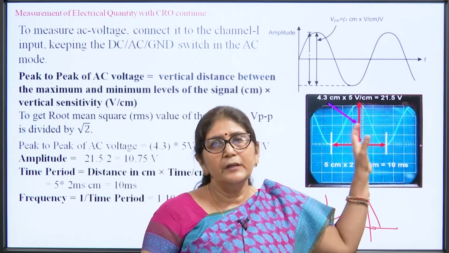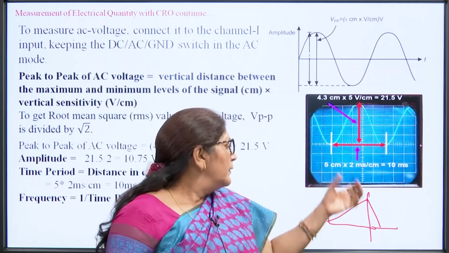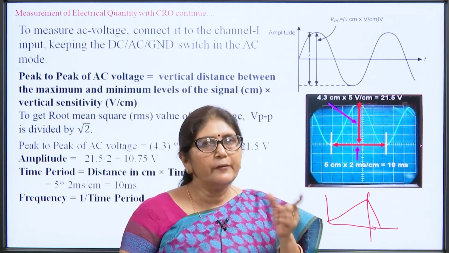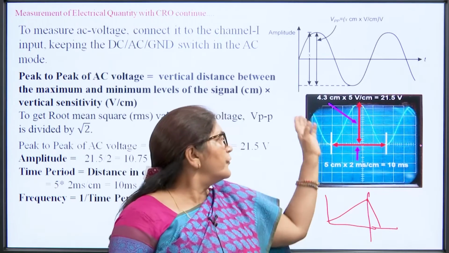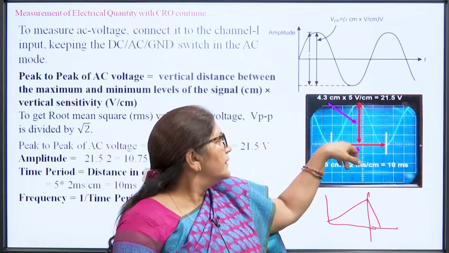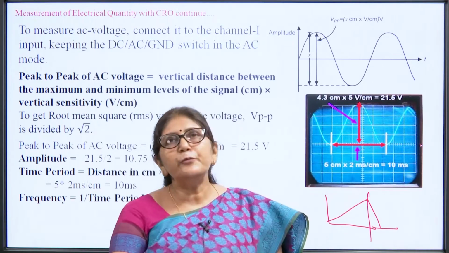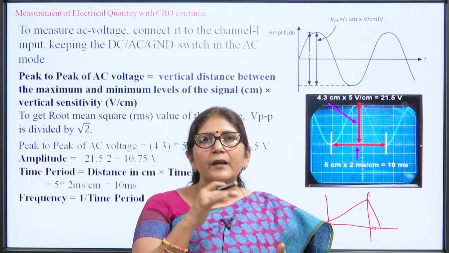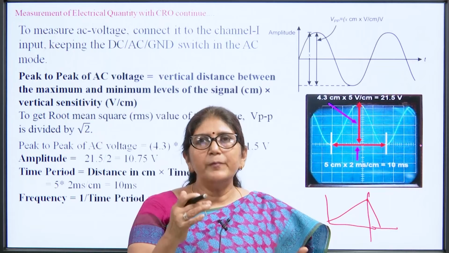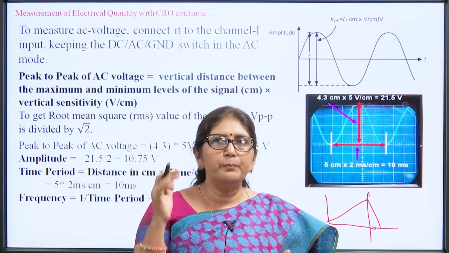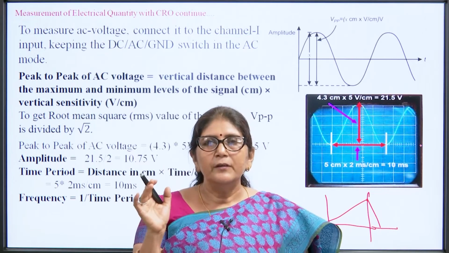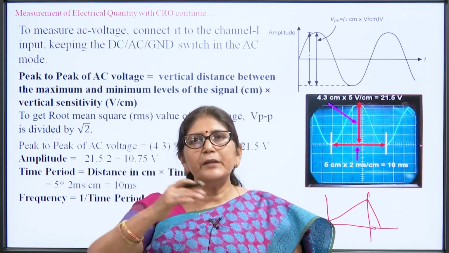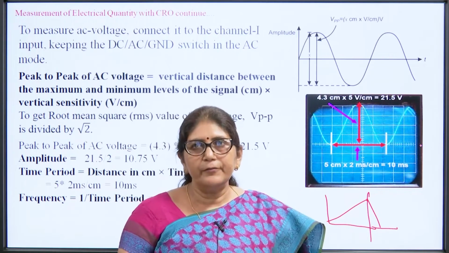So, suppose this is the screen of the CRO. Generally each division is one centimeter and each division has 5 subdivisions. Suppose, as shown here, that the peak to peak voltage covers 4.3 centimeters, and this is multiplied by the knob position of 5 volt per division. Per division means per centimeter. So, the total peak to peak signal will be 21.5 volts.